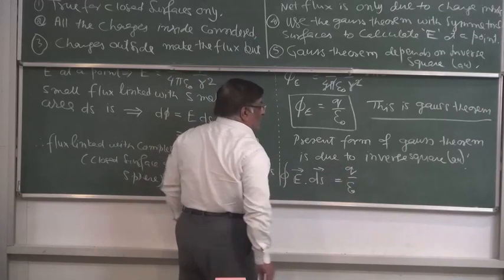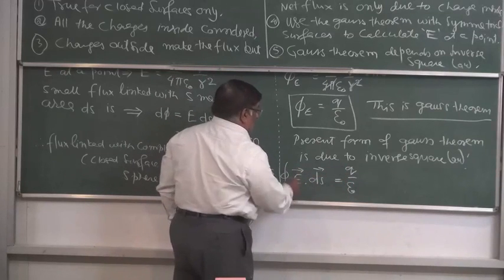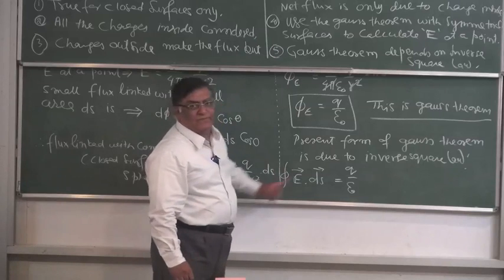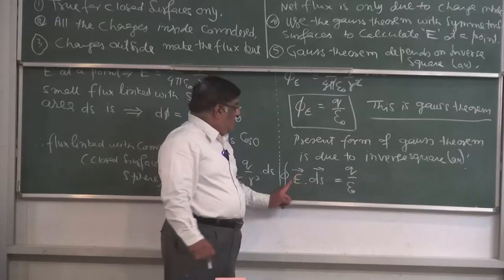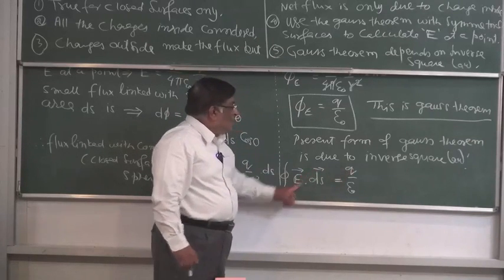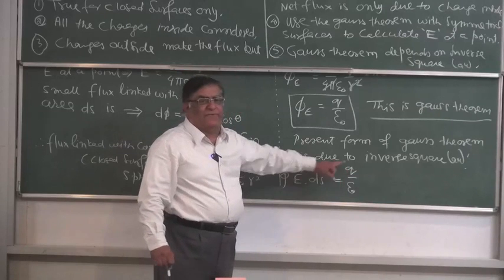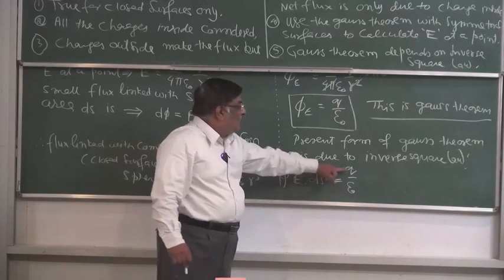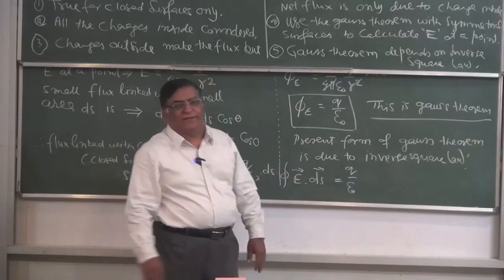If Q is 0, and the area is not 0, then E has to be 0. So there is a relation between Q and E. If Q is there, E is there. If Q is not there, E is not there.